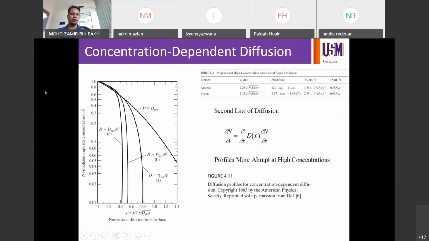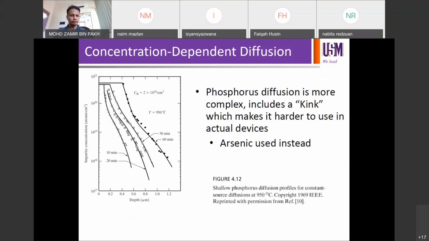Typically the concentration profile of your dopant will be like this, but it will be more abrupt at high doping concentration. More abrupt means the gradient will be higher, if you go for a higher concentration of your dopant, whether it's arsenic, boron or phosphorus.